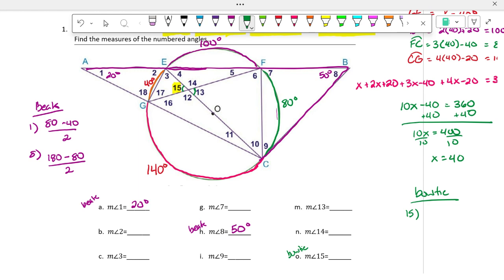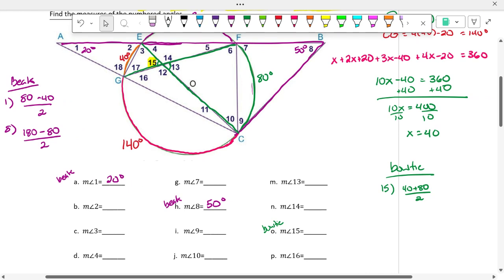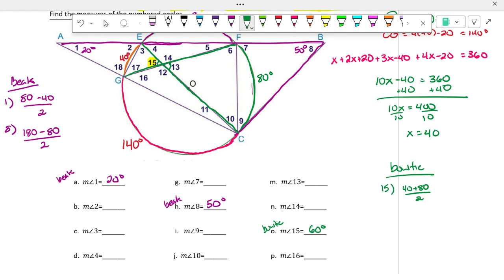So what are the 2 intercepting arcs for 15 and 13? Because that's its vertical counterpart. 40 and 80. So if I look at the bow tie, it's right here. 40 is the arc that intercepts 15. 13 intercepts 80. So I'm going to add those together. So 40 plus 80, and then divide by 2. So what's 40 plus 80? Divided by 2? 60. So 15 is 60 degrees.